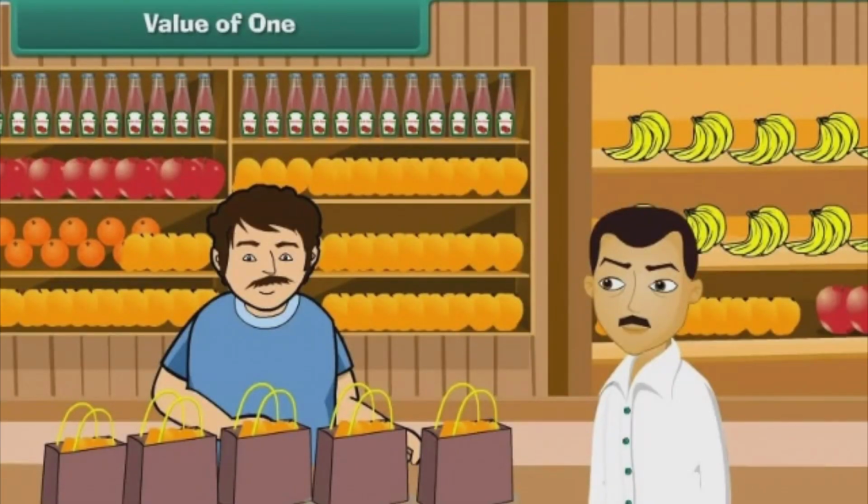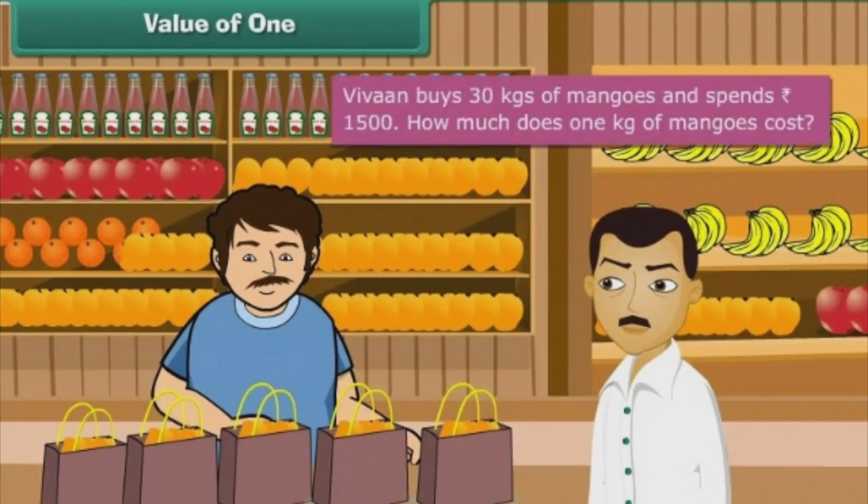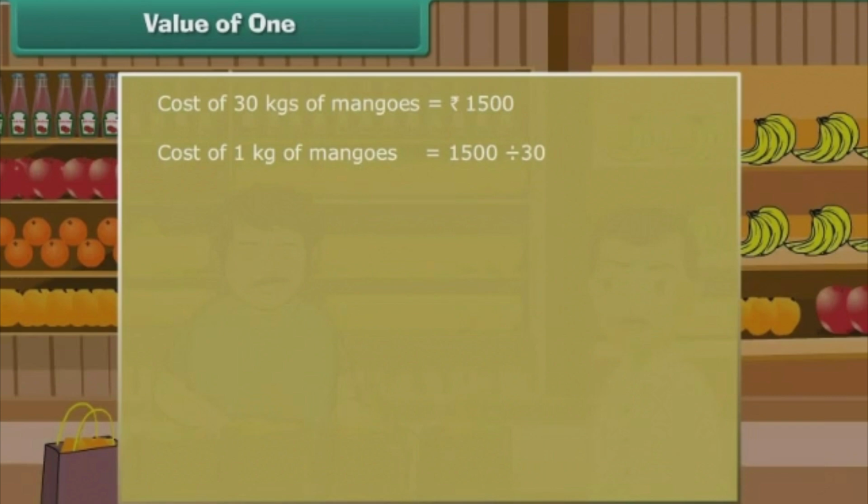Value of 1. Vivan buys 30 kgs of mangoes and spends 1,500 rupees. How much does 1 kg of mangoes cost? Cost of 30 kgs of mangoes is 1,500 rupees. Cost of 1 kg of mangoes is 1,500 divided by 30, that is 50 rupees. A kilogram of mangoes costs 50 rupees. Let us verify our division.